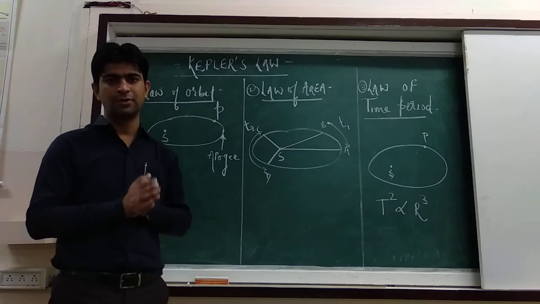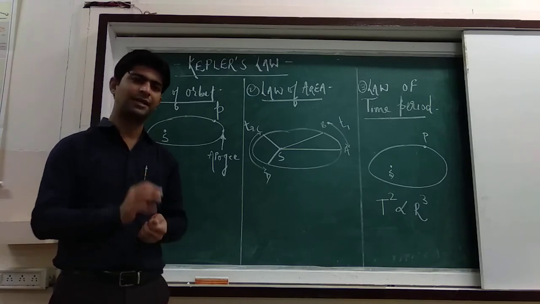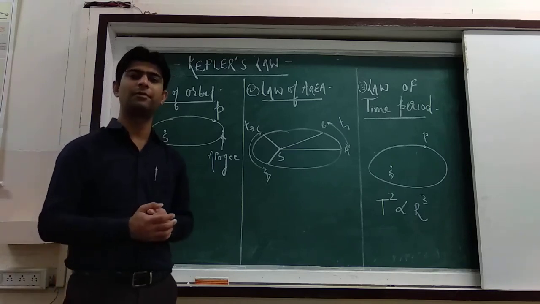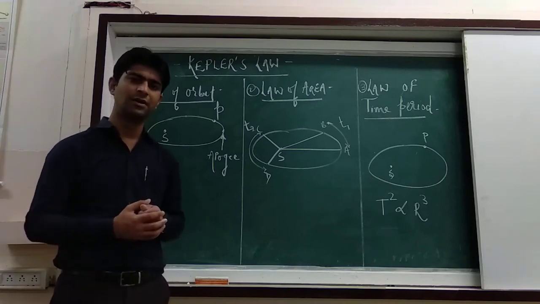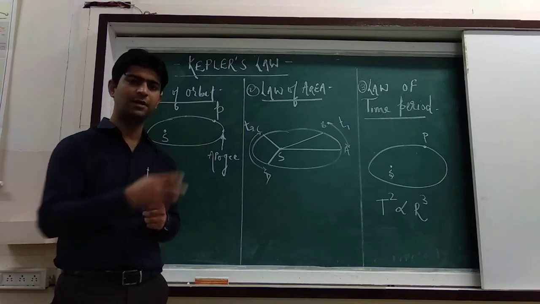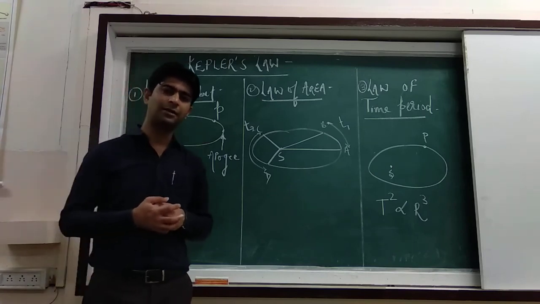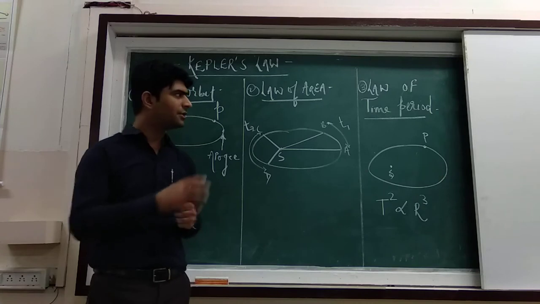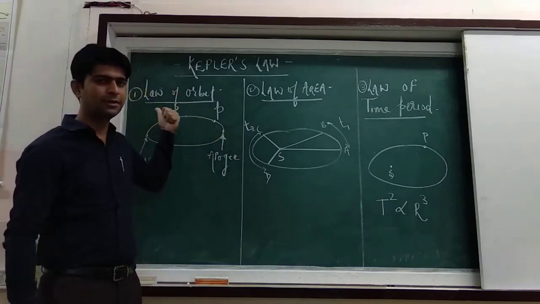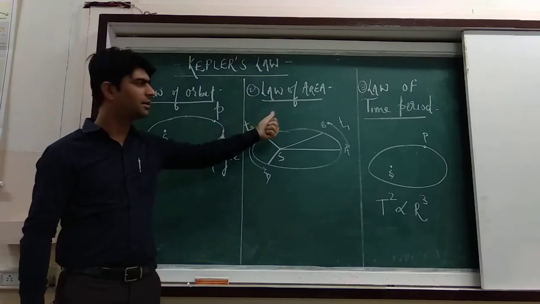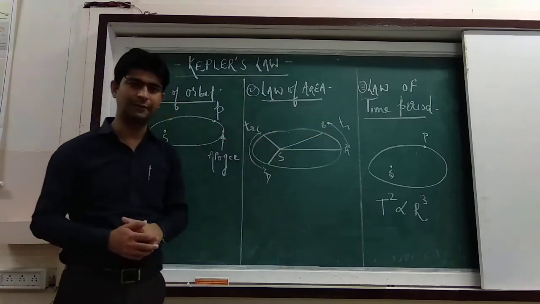Gravitation. So today we are going to discuss Kepler's laws, which are applicable to planetary motion when the planets revolve around the sun. We are going to see the different parameters of the revolution of a planet around the sun. There are three laws of Kepler for planetary motion. The first is the law of orbit, the second is the law of area, and the third is the law of time period.